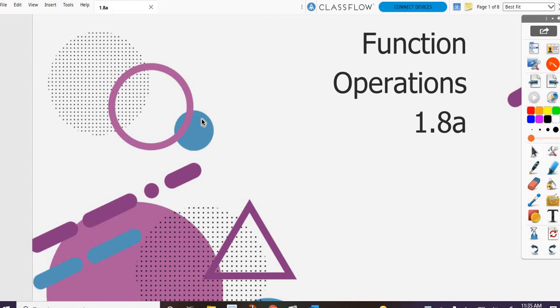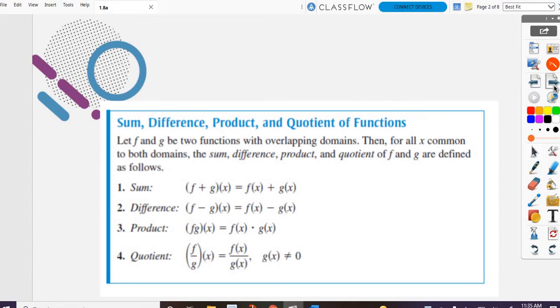So when we talk about function operations, we're talking about our normal operations, addition, subtraction, multiplication, and division, but we're just using function notation. Now, it ends up being pretty easy because the nice thing about our function notation is that we can just add, subtract, multiply, or divide each of those functions separately in order to get the overall answer.